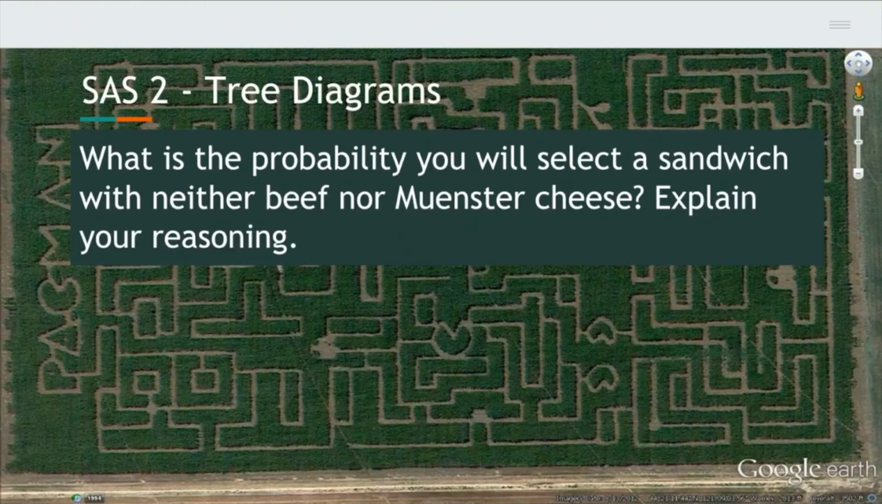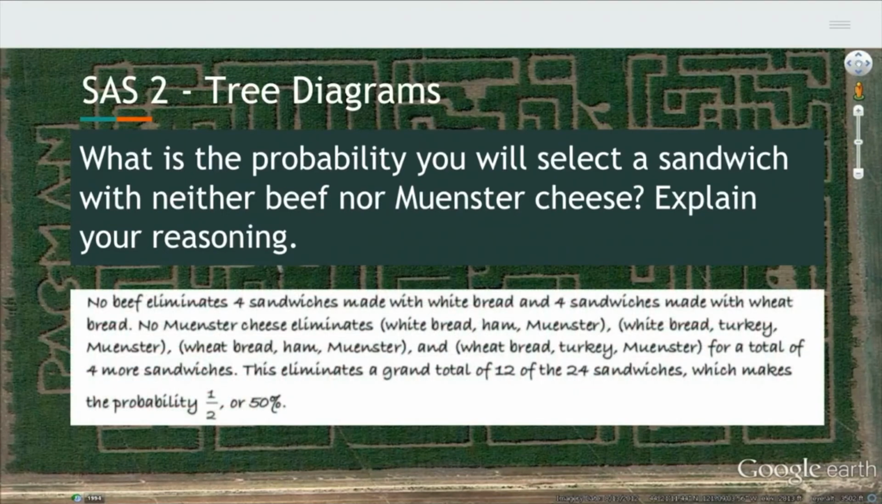I don't know where that came from, but okay. So what is the probability to select a sandwich neither beef nor Munster cheese? We already got through that. Neither beef: 2 out of 2 for bread, 2 out of 3 for meat, and 1 out of 4 for cheese. So 2 times 2 is 4, times 1 is 4, 4 out of 24. And there you go. No beef eliminates 4 sandwiches made with white bread.